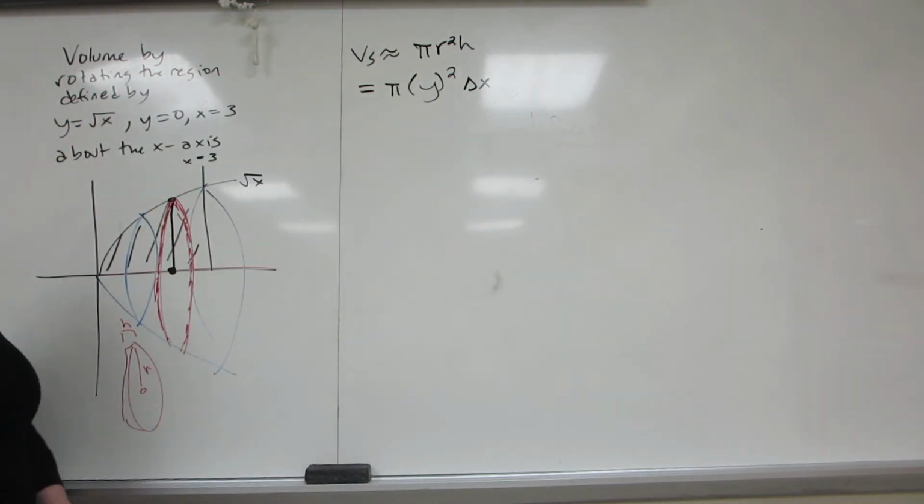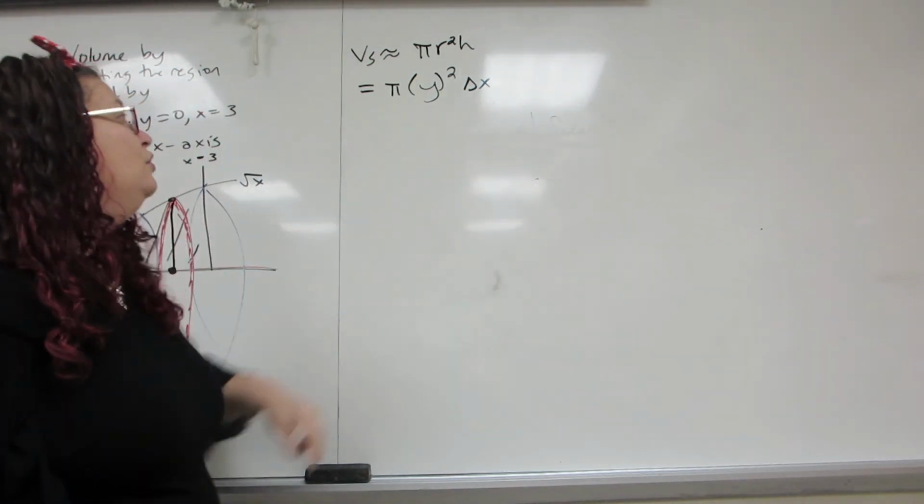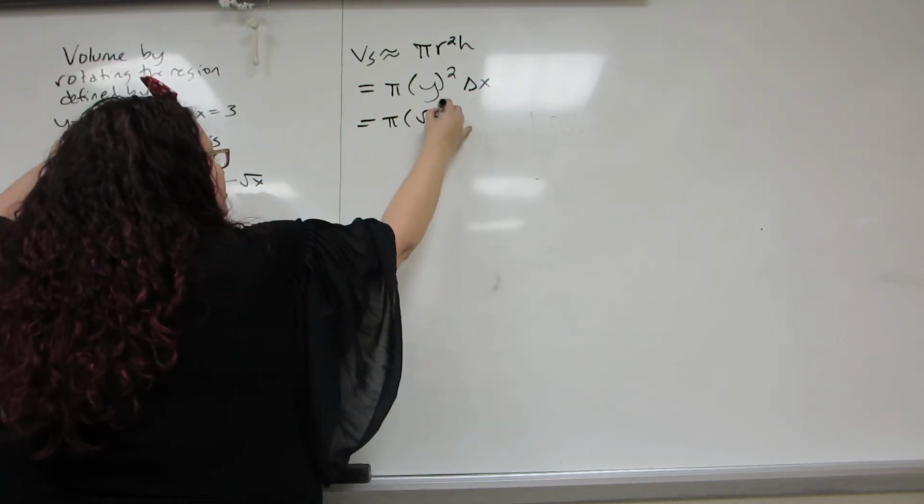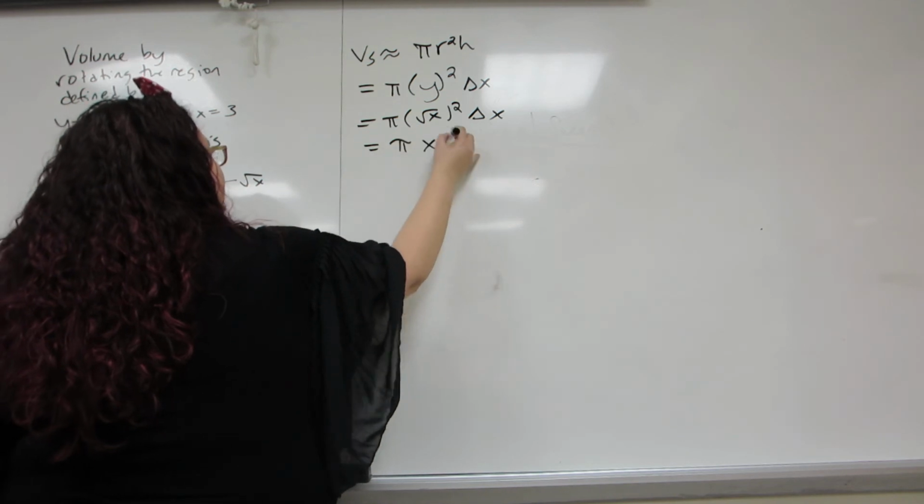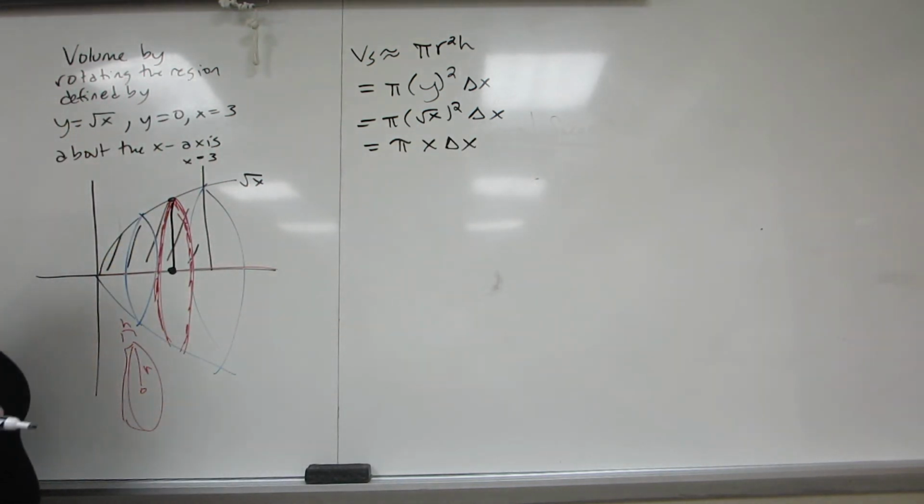Now, we don't like both y's and x's in our formula, and since we have a delta x, everything else needs to be in terms of x. So I'm going to replace the y with what y is equal to, which is square root of x, and then clean this up a little bit. This is then the volume of a single one of my little thin slices.